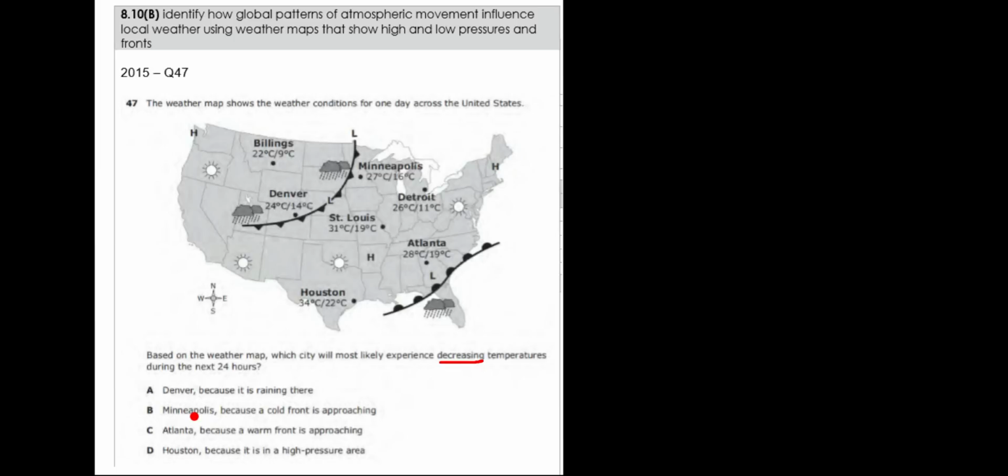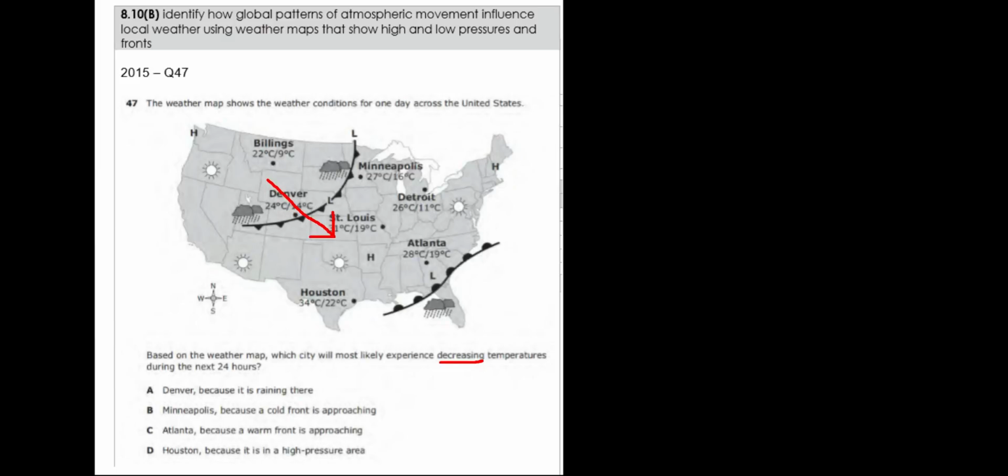Denver, as you can see, is located behind the front, meaning that the front has already moved through. So the front is traveling this direction. This cold front is traveling that direction. More specifically, it's traveling southeast. So that means that Denver has already experienced cooler temperatures.